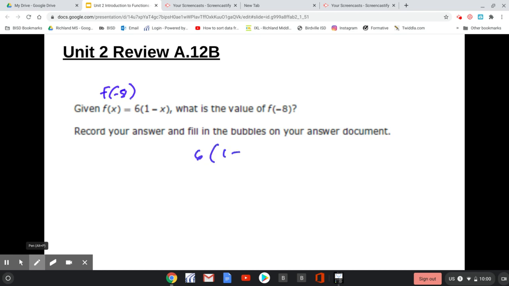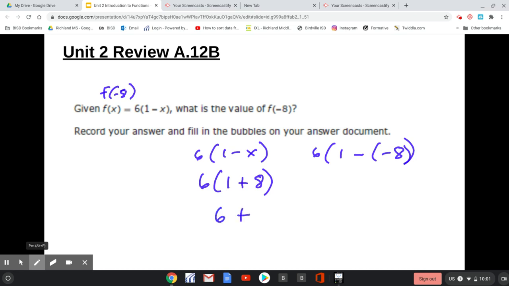So we have 6 times 1 minus x, and this is going to become 6 times 1, minus x, and this is a negative 8, so this is going to become a positive 8. Or you could write it as 6 times 1 minus negative 8, and of course that becomes a positive, so you can do it that way as well. So 6 times 1 is 6, plus 6 times 8 is 48, and 6 plus 48 is 54. Your answer is 54.